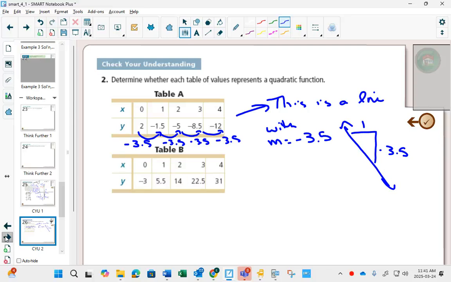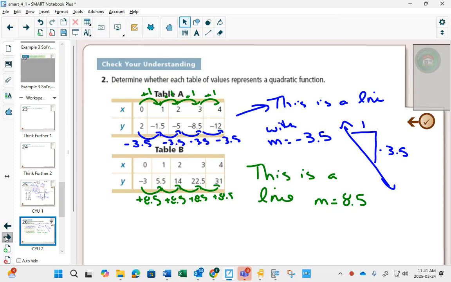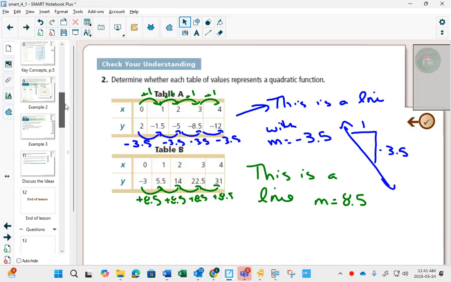And unfortunately, table B, I think it does it again, right? Here we're going up 8.5, up 8.5 again. Yeah, it is up 8.5. This is another line, where the m value is 8.5. In order to make sure these work, you should be aware that this has to stay the same. This is always going up 1. So let's just go back to one of the examples that they had, just so you can see one that is quadratic.